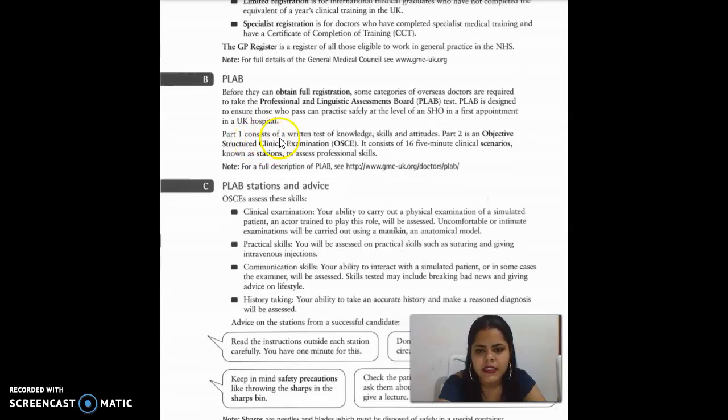Part 1 consists of a written test of knowledge, skills, and attitudes. Part 2 is an objective structured clinical examination. It consists of 16 5-minute clinical scenarios known as stations to assess professional skills.